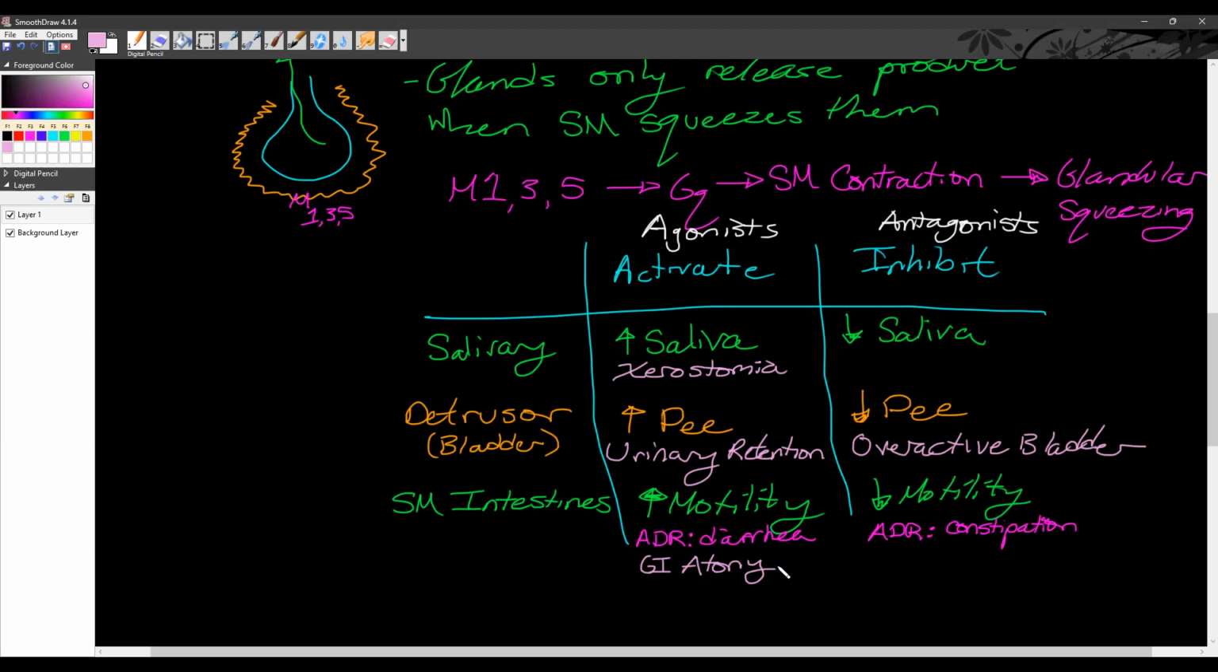And atony is where essentially the smooth muscle is not moving anymore. It's basically turned off. And so by giving a muscarinic agonist, you can cause it to start to move, and you're going to increase the amount of digestion, because otherwise that food is just going to sit there and essentially rot inside of you, which is no good. No good at all.